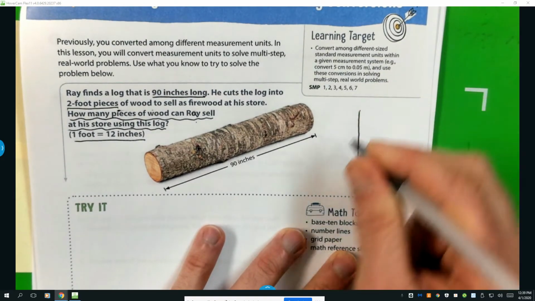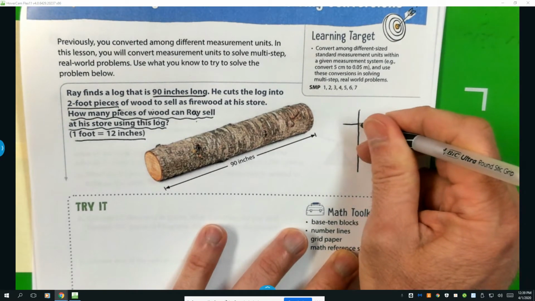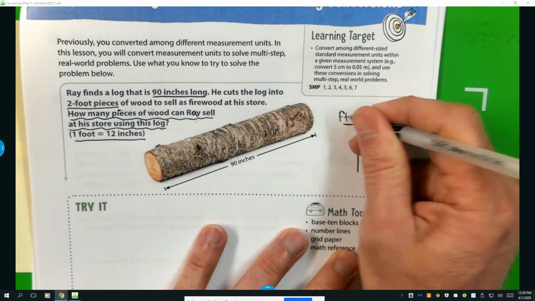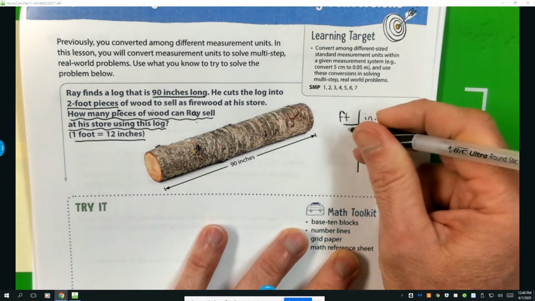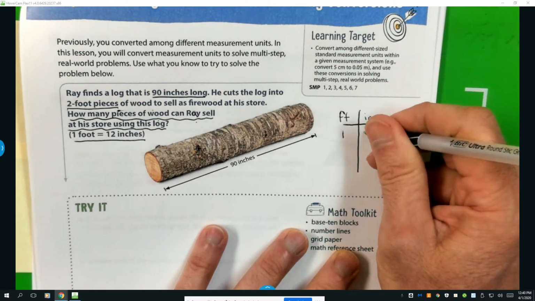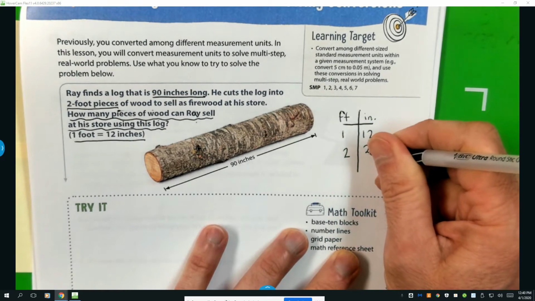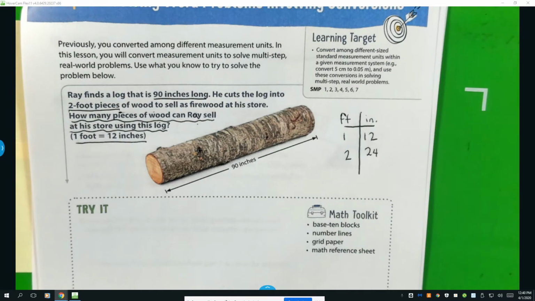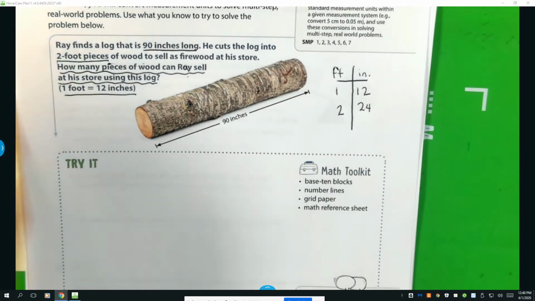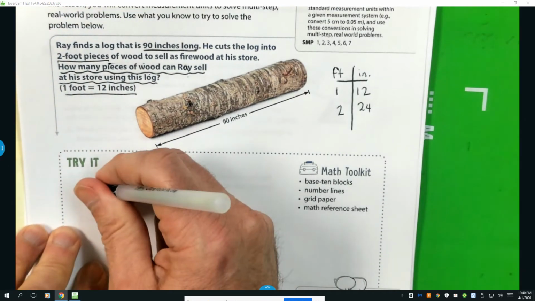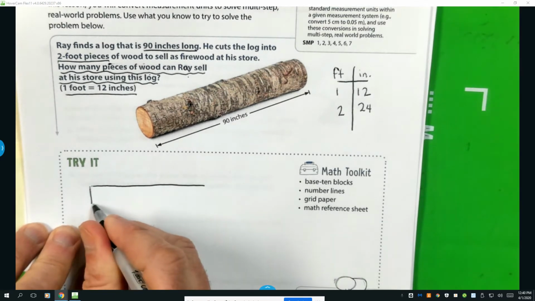Because we are going to go into 2-foot pieces, let's do this. We're going to go feet on this side, inches on this side. So 1 foot, 12 inches. 2 feet, which is as big as I have to go, 24 inches. All right, so let's come down here and just model this. Here is our firewood, shown by this model right here.